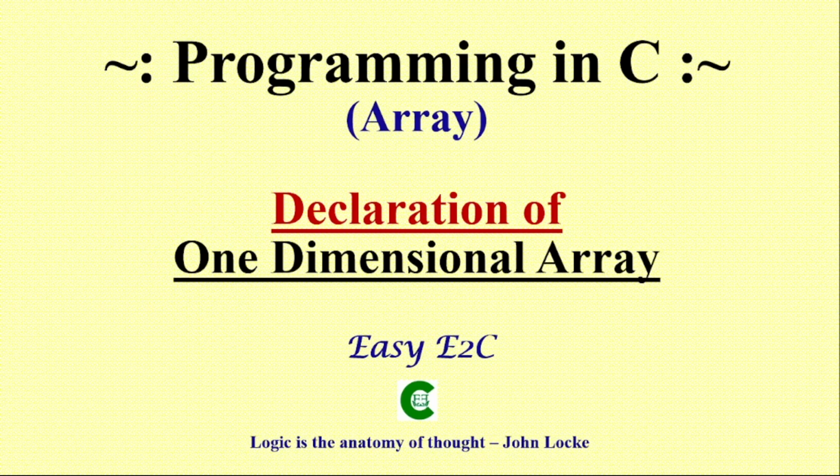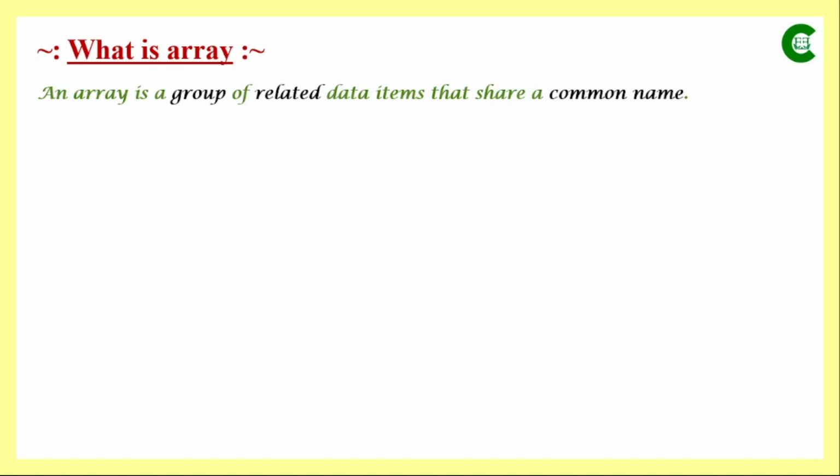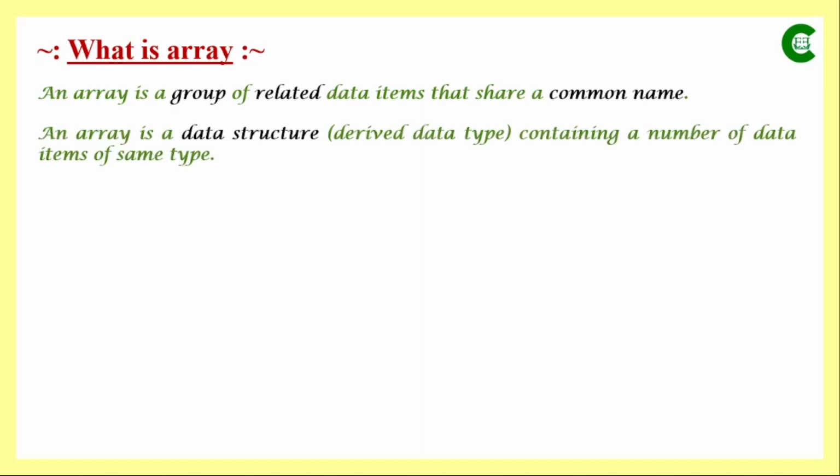In our last class, we were introduced to array. In today's class, we will see how to declare a one-dimensional array in C programs. We know that an array is a group of related data items that share a common name. Or an array can be considered as a data structure or derived data type containing a number of data items of the same type. In our last class, we have already learned the advantage of using array in C programs.